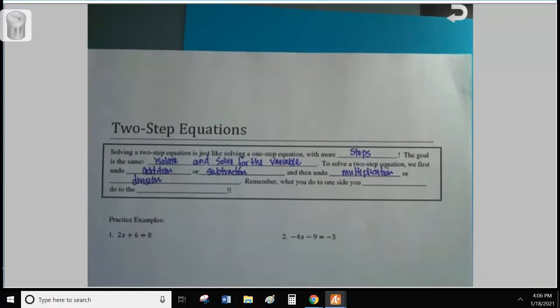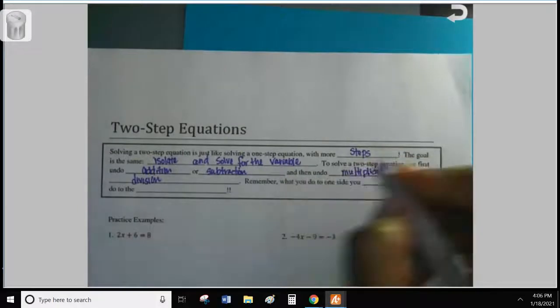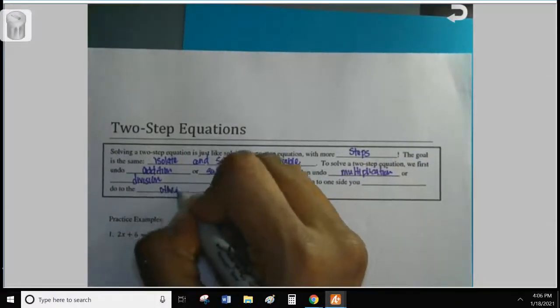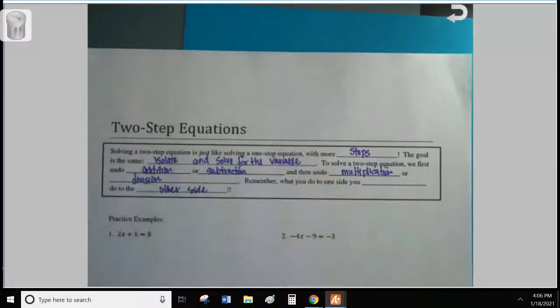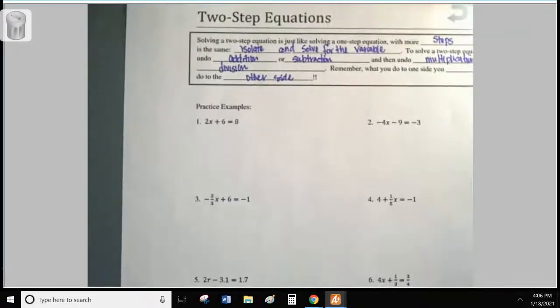Remember, what you do to one side, you do to the other side. So we want to keep it balanced. Whatever you do to one side, you want to do it to the other side. So let's jump right in and look at some examples of division problems that may not look as friendly or nice, but I promise you they are not that hard. I'm going to model at least 3 different ones.